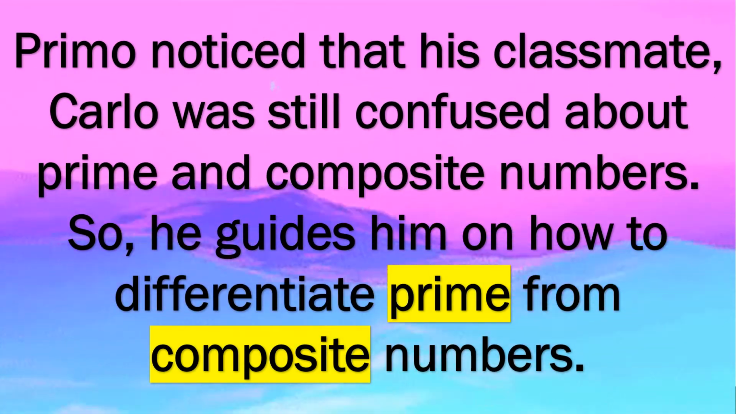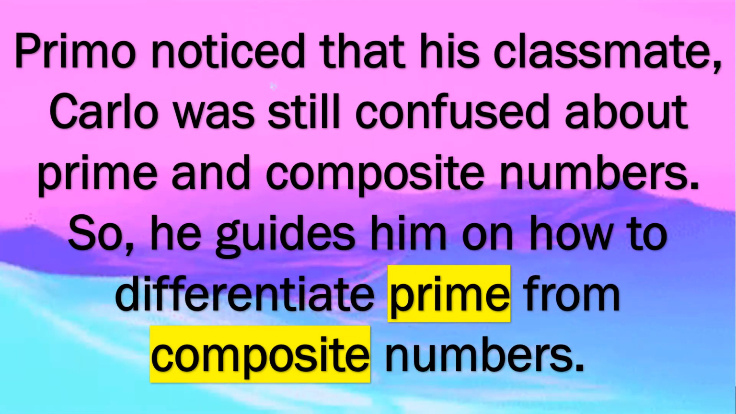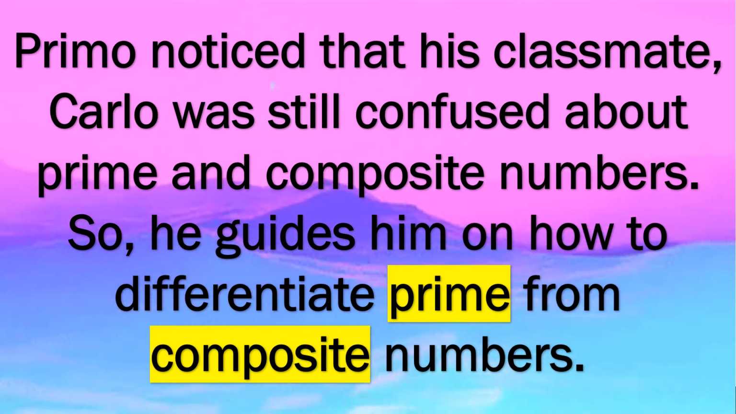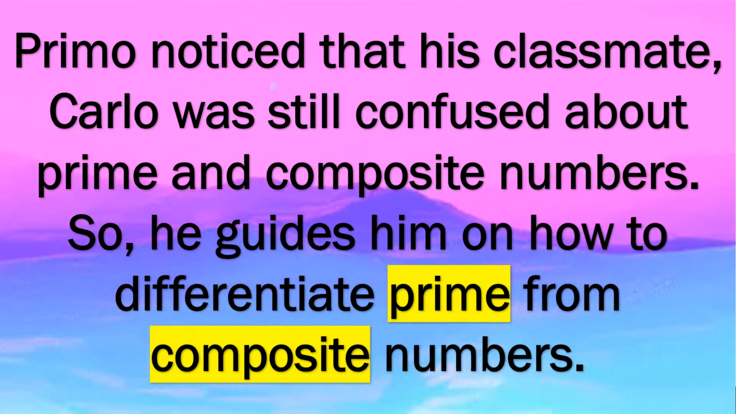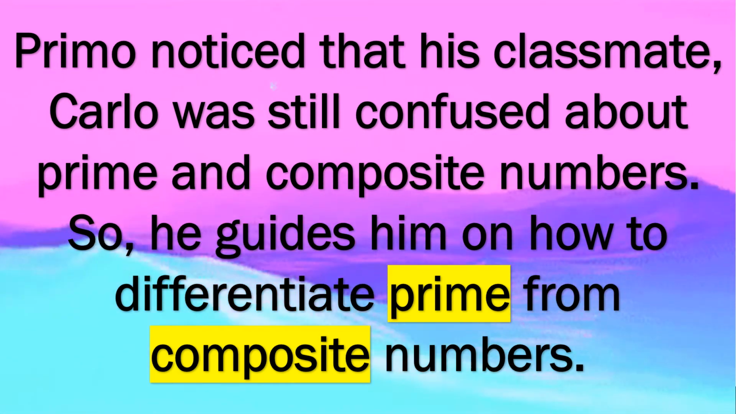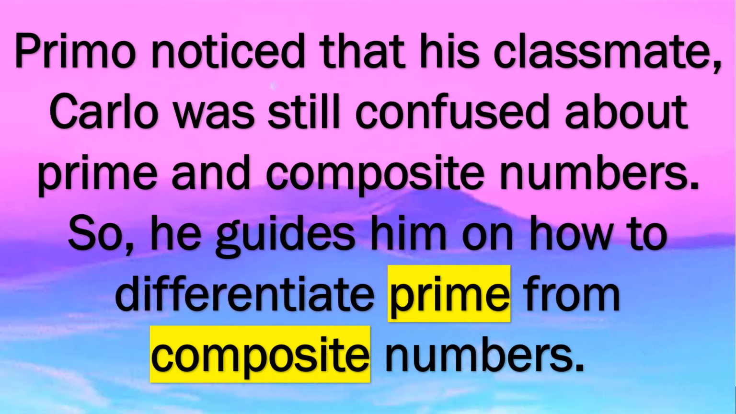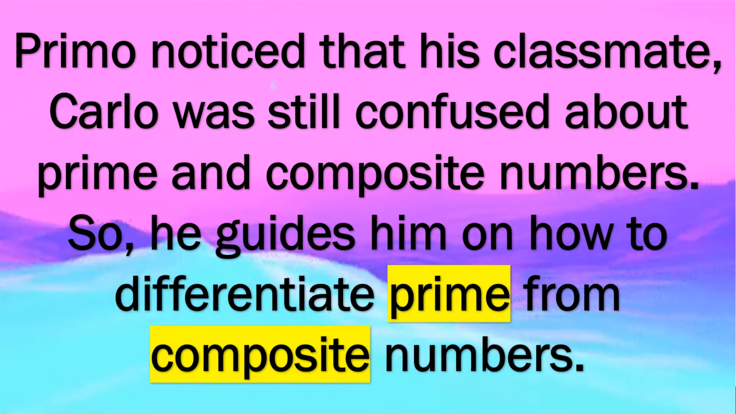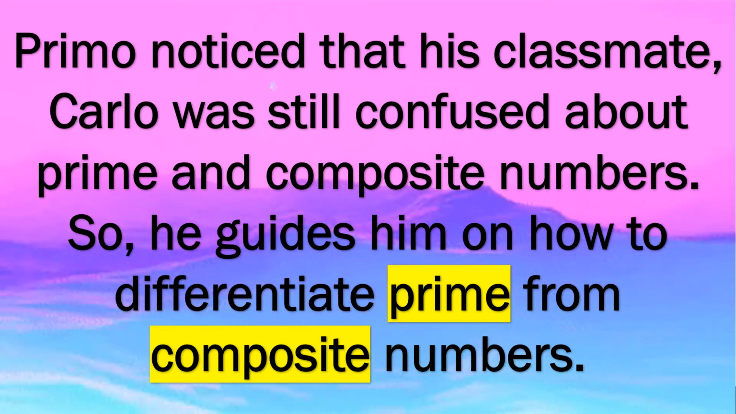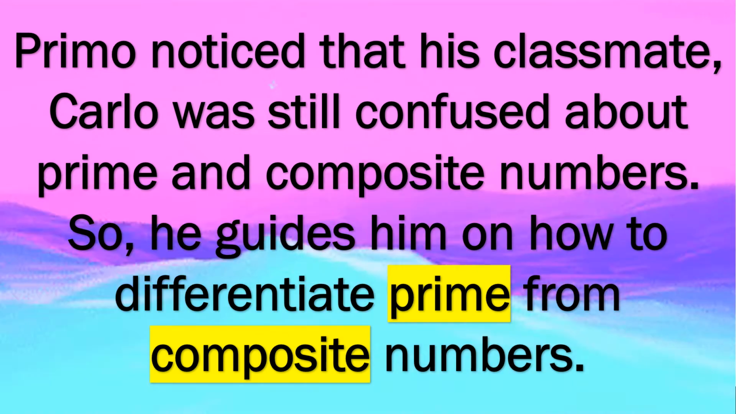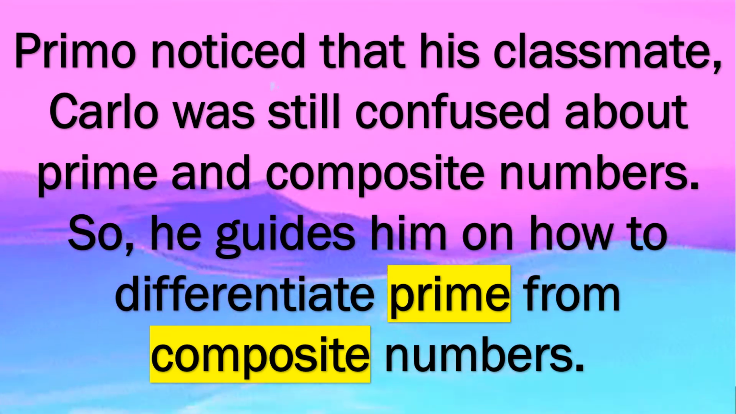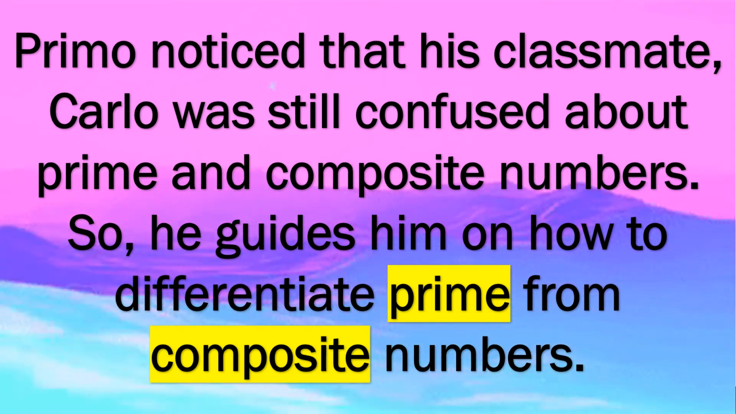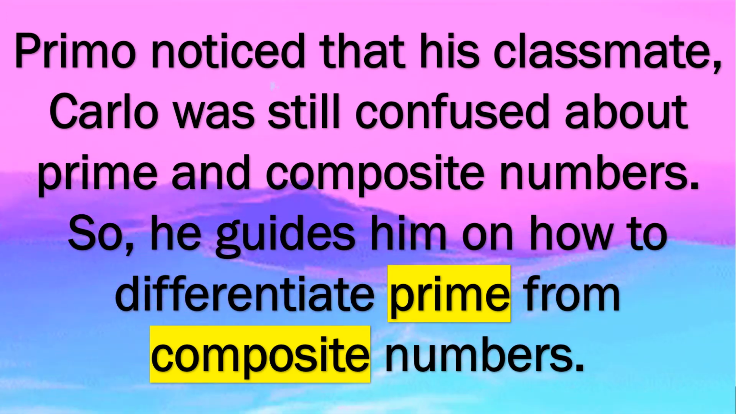Okay, so we have here a simple analysis of the lesson. Primo noticed that his classmate Carlo was still confused about prime and composite numbers. So he guides him on how to differentiate prime from composite numbers. Okay, so let's begin.